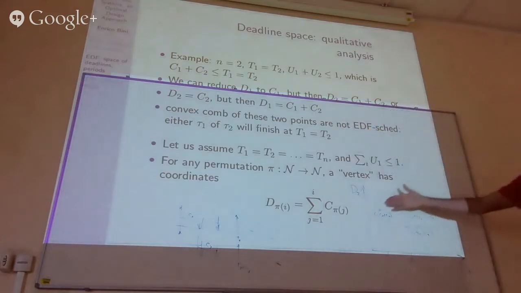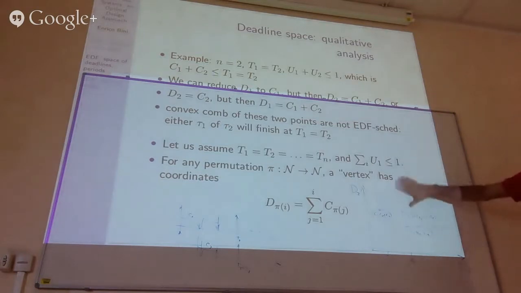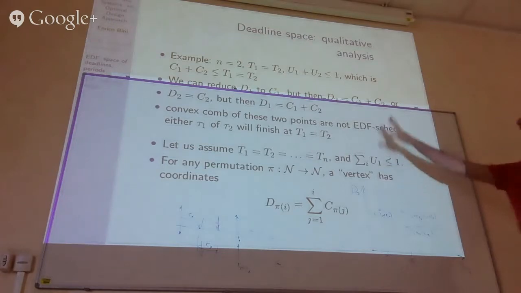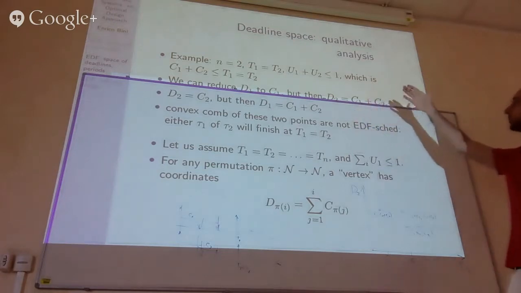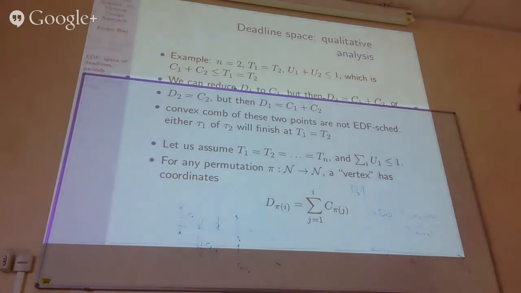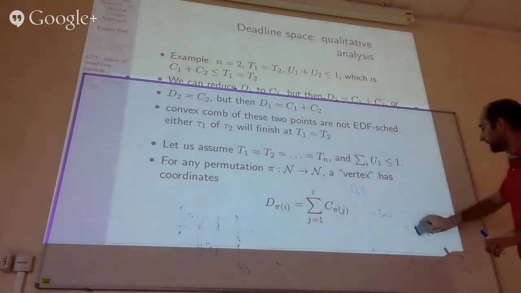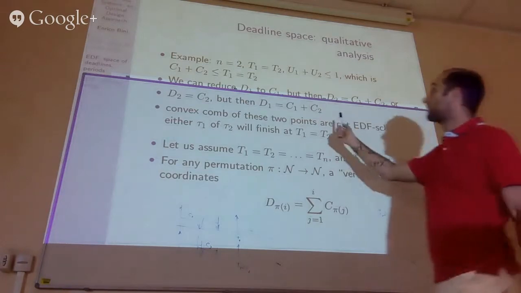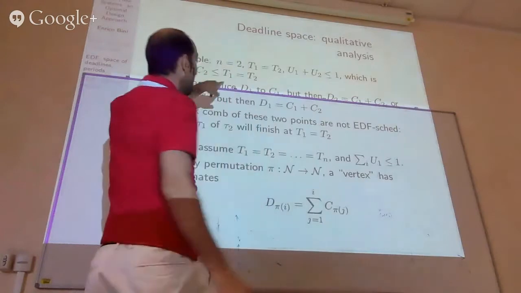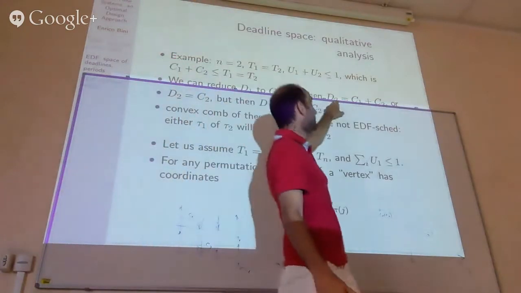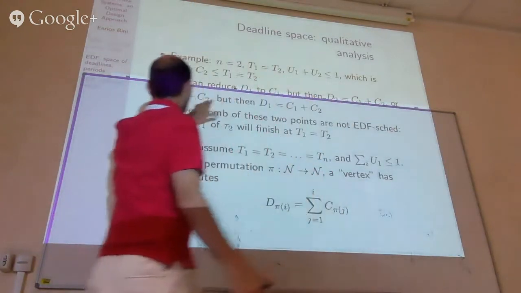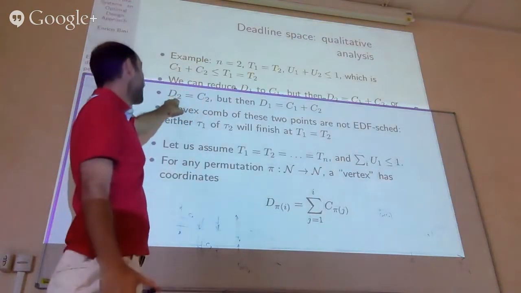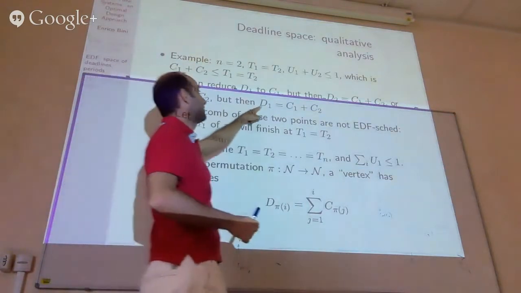For the moment, just believe me, okay? But then this is the space of the exact feasible test. So you cannot do anything better for this super special case, of course, with n equal to 2. In general, so let's see what I wrote. We can reduce D1 to C1, but then I have to keep D2 equal to the sum. Or, I can set D2 equal to C2, but then I need to leave D1 at the sum.